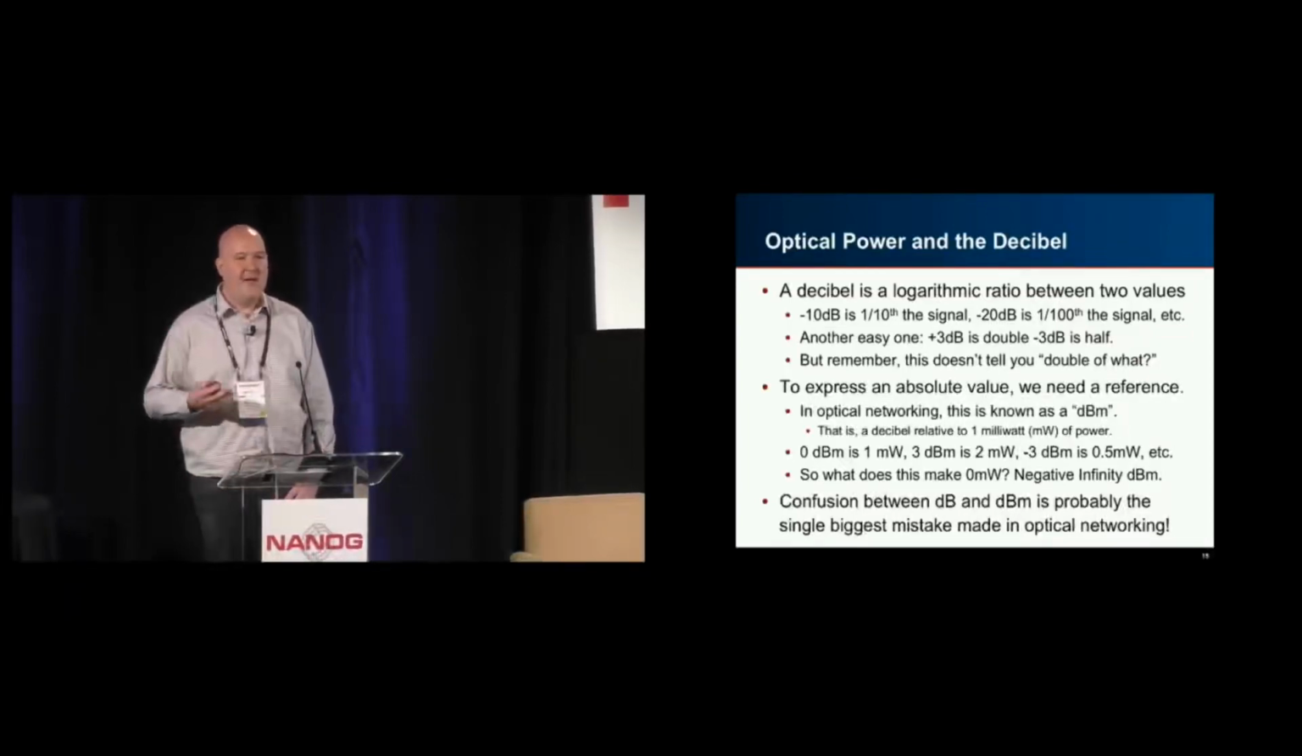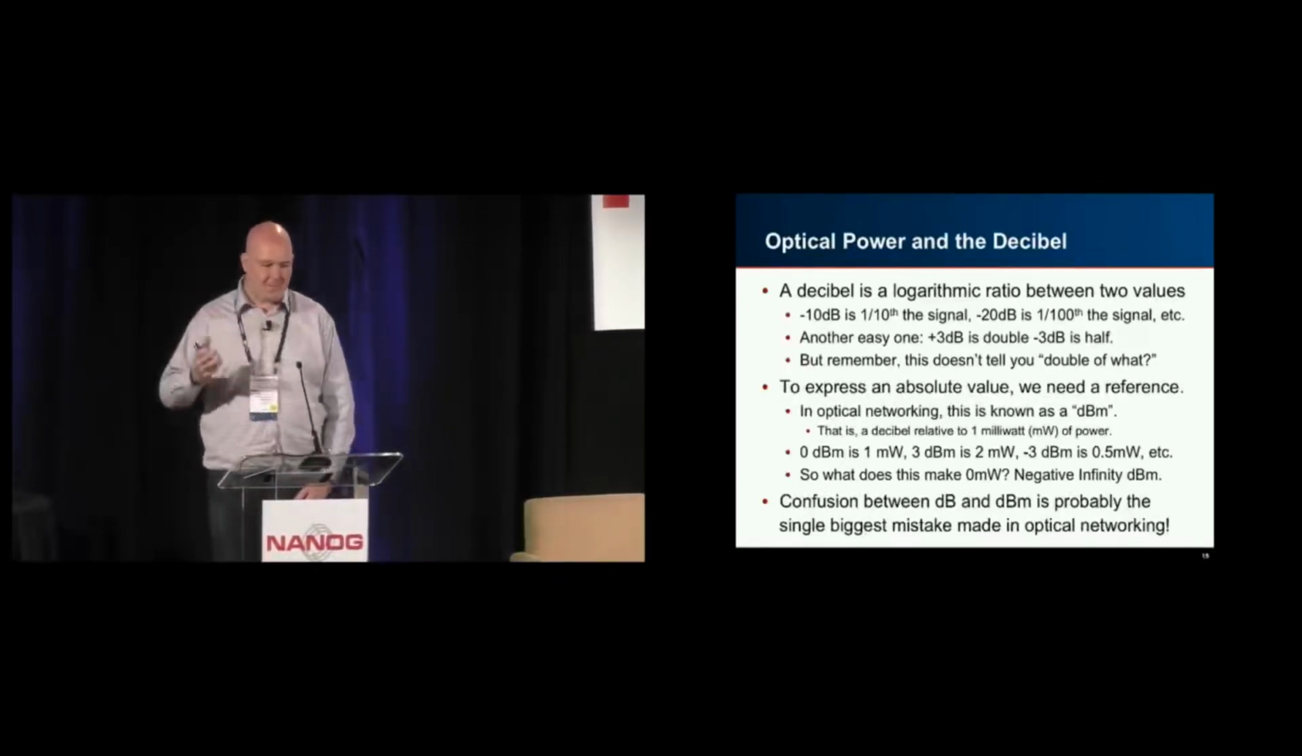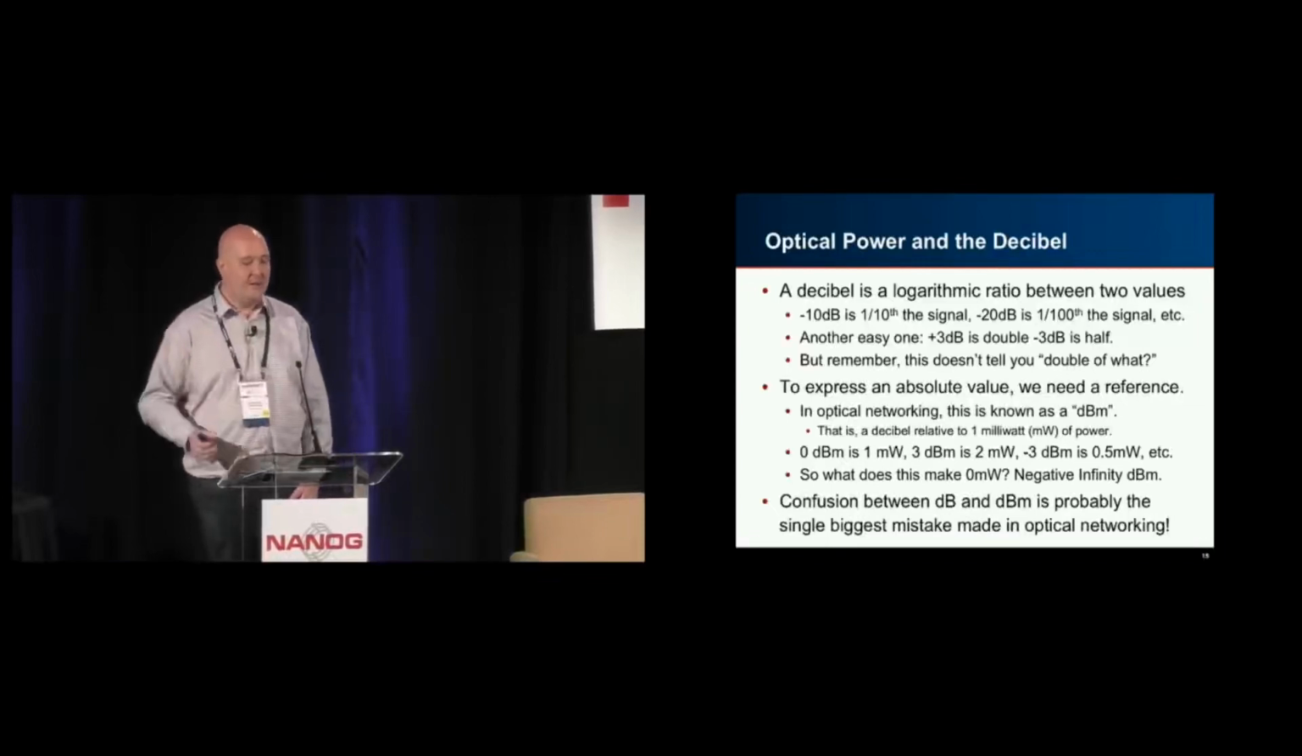So when you want to talk about an absolute value, when you want to talk about like how bright is this relative to something, you need a reference. So in optical networking, that's called a dBm. So that's a decibel relative to 1 milliwatt of power. So for example, a 0 dBm signal is 1 milliwatt of power. That's an absolute value, that's an intensity of light. So 3 dBm is 2 milliwatts, minus 3 dBm is 0.5 milliwatts.